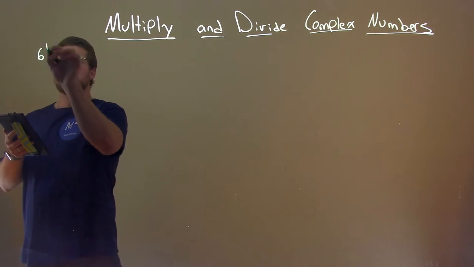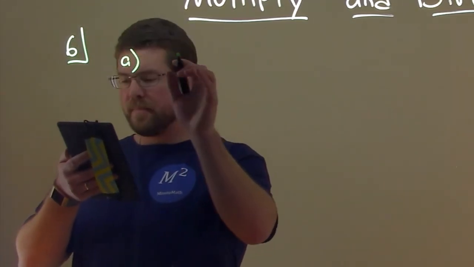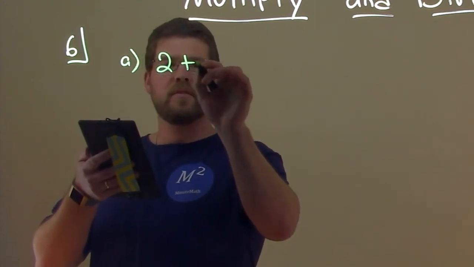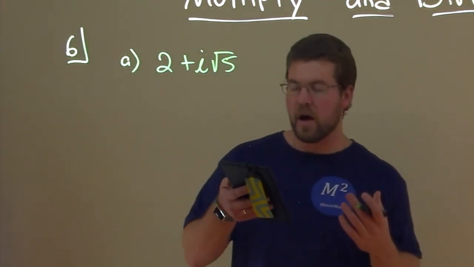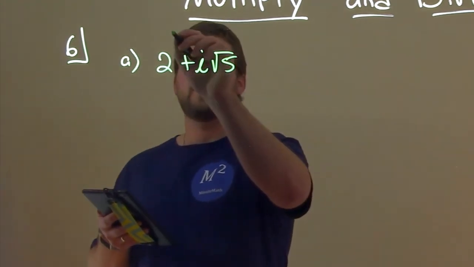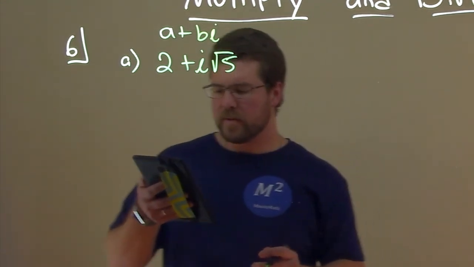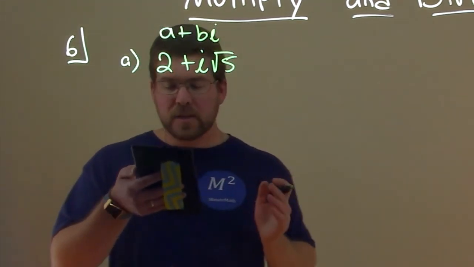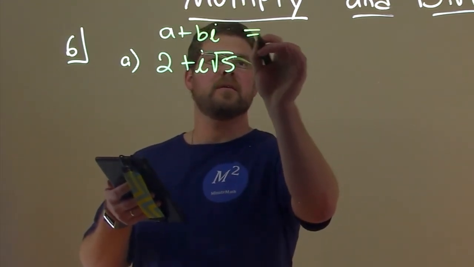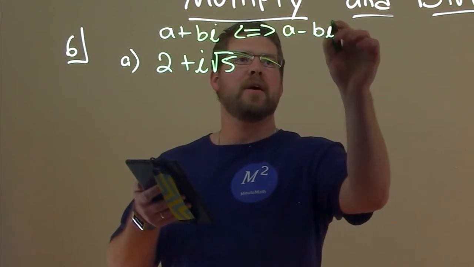So, example 6, we want to find the complex conjugate of each number. A is 2 plus i square root of 5. So what is its complex conjugate? Well, again, our form is that a plus bi form. In this case, our b is square root of 5. So the conjugate of that is going to be a minus bi.